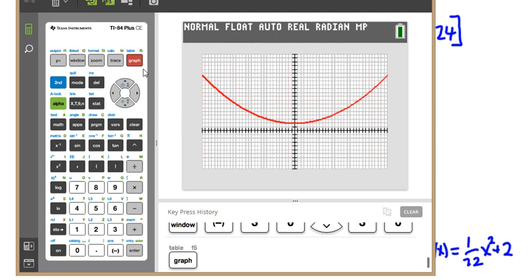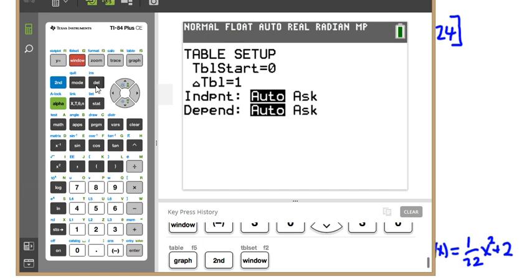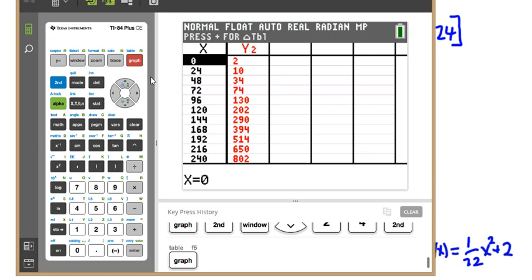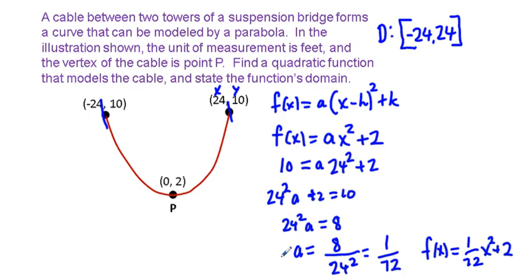And the key thing is in the table view. Before I go to table view, I'm going to do table start of 0 and delta table of 24. And you're going to see why that is. If I go to table view here, I see that at negative 24 we get positive 10. At positive 24 we get 10. So that matches all the points here. So this is going to be our answer for this one right here. And we'll have a chance to talk about this a little more in class, I hope.